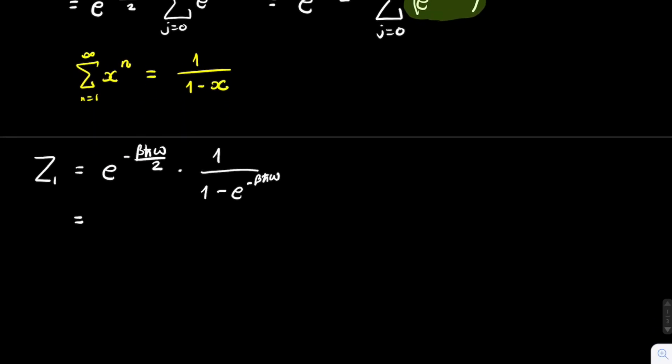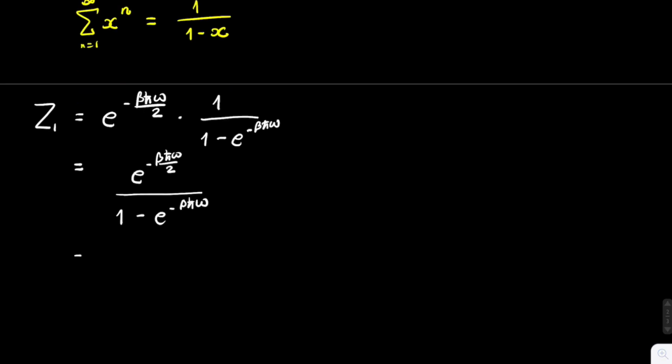And let's just go ahead and tidy this up. Let's put the e on top of the fraction. e to the minus beta h bar omega over 2 divided by 1 minus e to the minus beta h bar omega. And I'm now going to just do a little adjustment. I'm just going to multiply both sides of this fraction by exactly the same thing. We're going to multiply it by e to the beta h bar omega over 2. So I'll just write that. I'm going to multiply both sides of the fraction by e to the beta h bar omega over 2.